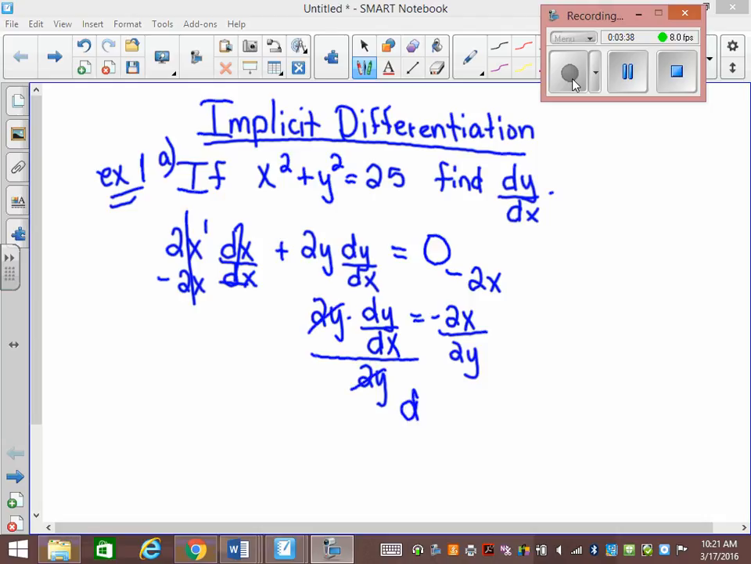So dy dx equals negative x over y. You could say y prime equals dy dx equals negative x over y. It's the same thing, right? One's just a different way of writing it. So technically, negative x over y is the first derivative of x squared plus y squared equals 25.